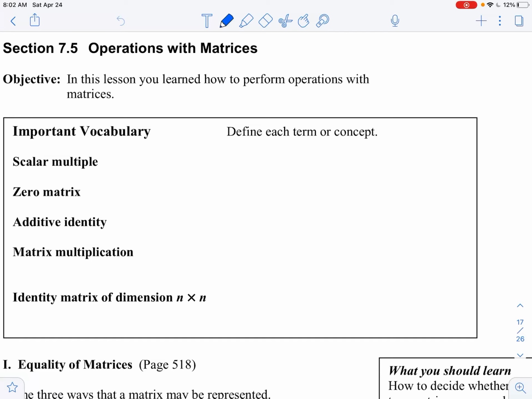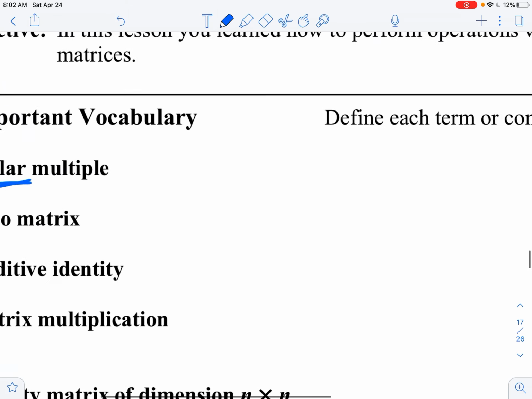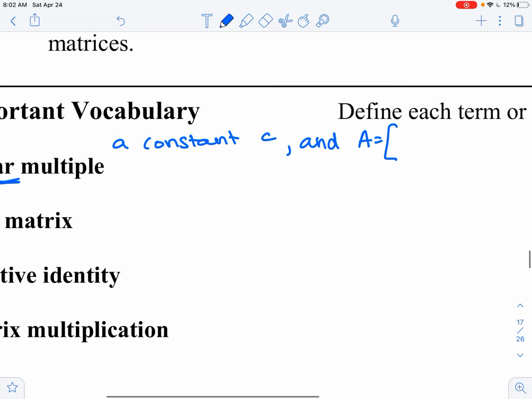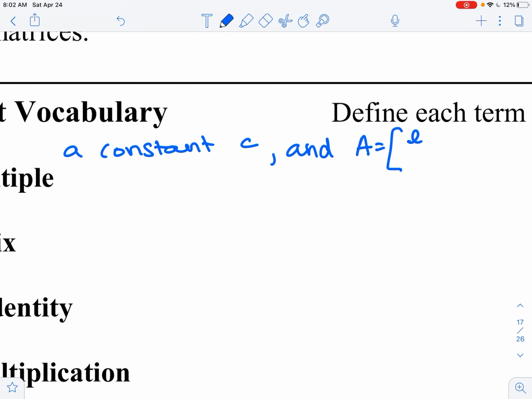Hey everybody, we're going to go over operations with matrices today, which is pretty fun. And let's go over some important vocabulary. Scalar multiple. Scalar multiple has to deal with a constant value we call C, and a matrix, we'll call it A. So matrix can be denoted by a capital letter. And let's just say we've got these terms L, M, N, and X, Y, Z.